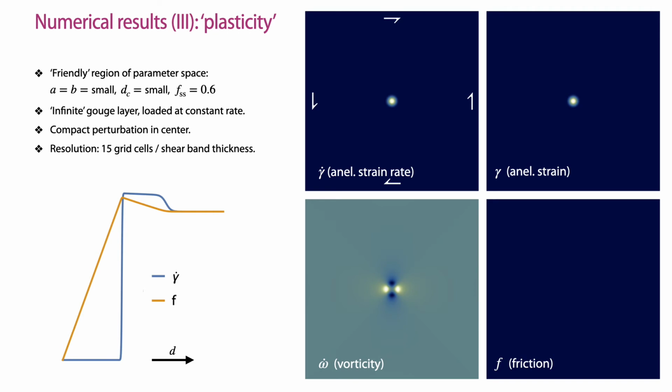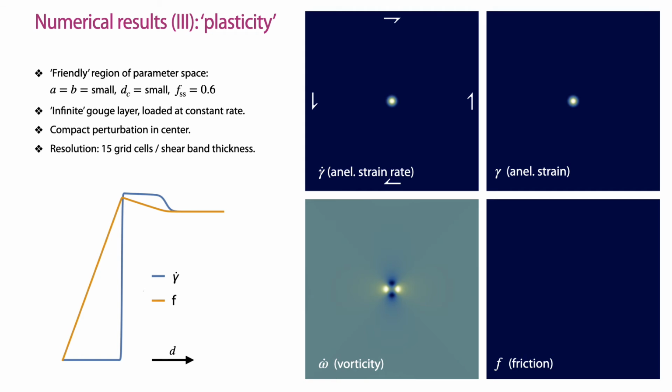For the last numerical modeling result, we move to 2 dimensions, but reduce again the complexity of the frictional response. A friendly region of parameter space is found by choosing A and B equal to each other and both rather small, choosing D sub C similarly small, and choosing a steady state friction of 0.6. A square domain that reflects a thick gauge layer is loaded from all sides in a right lateral simple shear mode, and a smooth initial perturbation of the anelastic strain rate is set in the center of the domain.